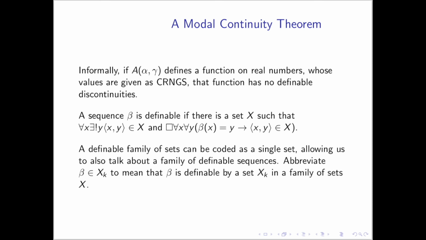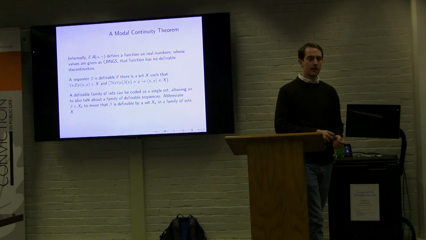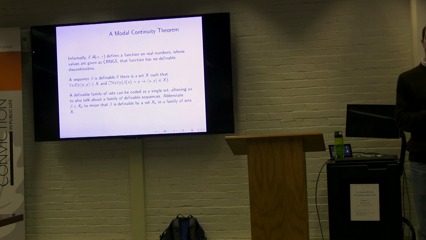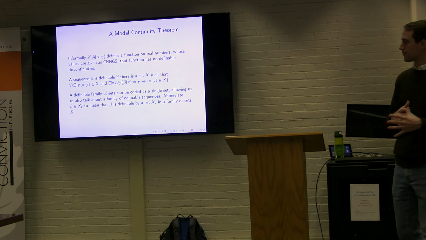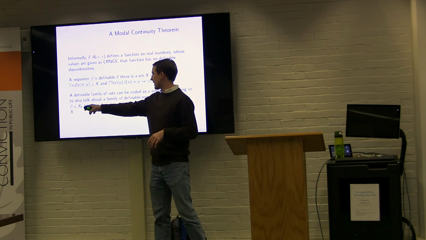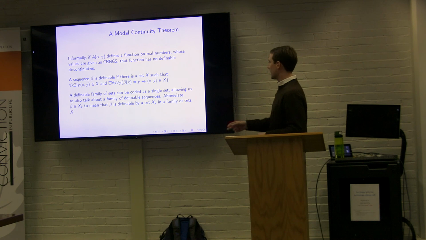So what does it mean for a sequence to be definable? Well, if we have a classical set such that the graph of beta is always within that classical set, then we can say that that set defines the sequence beta. And then if we have a family of definable sequences, we can code the sets as a single set. And so then beta is in x sub k will be a way of abbreviating the claim that x sub k is in a family of sets and beta is definable by x sub k.